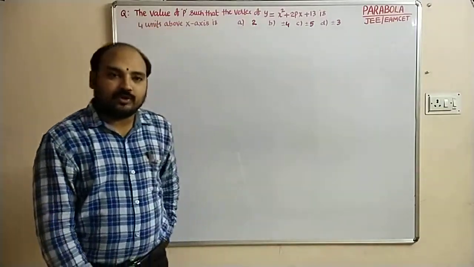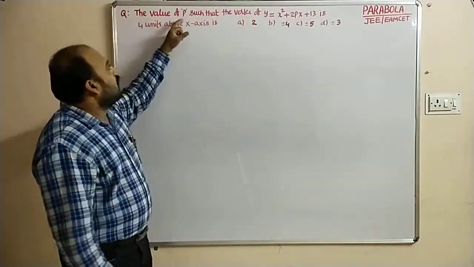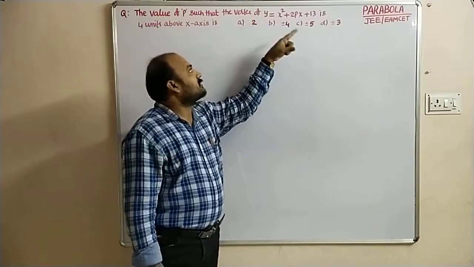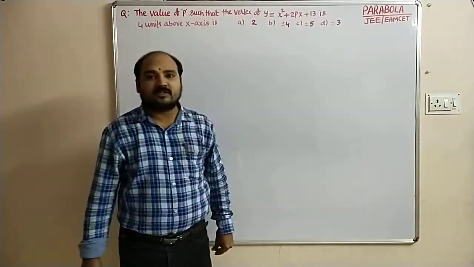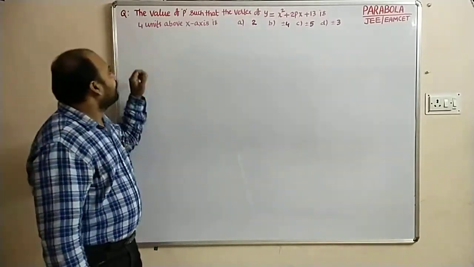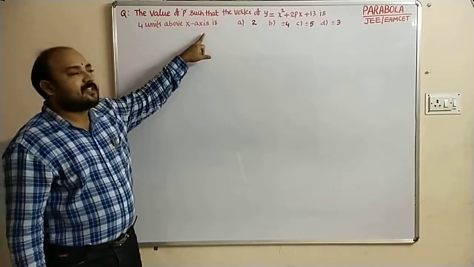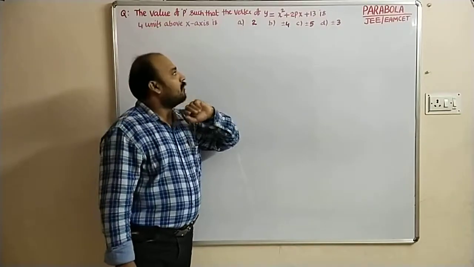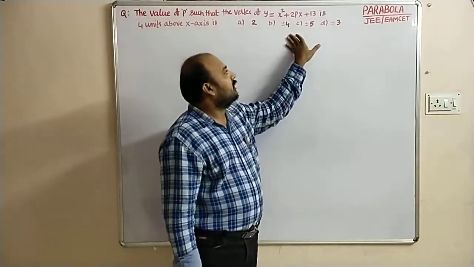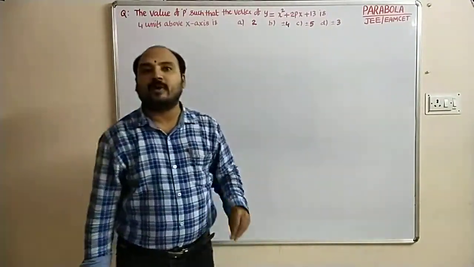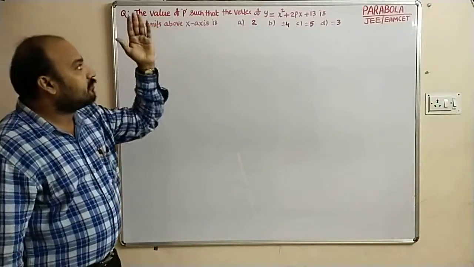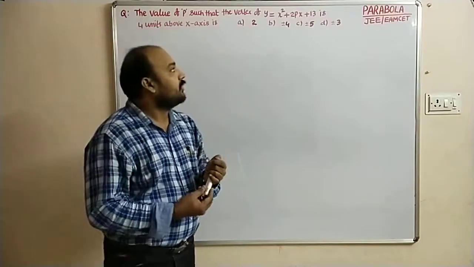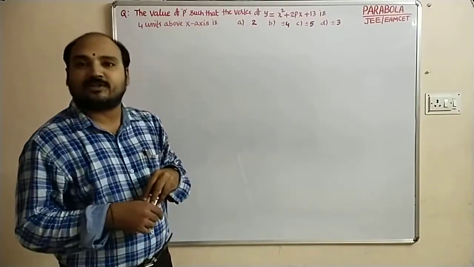The next question. The value of p such that the vertex of y equal to x square plus 2px plus 13 is 4 units above the x-axis is: 2 plus or minus 4, plus or minus 5, plus or minus 3. So first, the value of p such that the vertex of y equal to x square plus 2px plus 13.